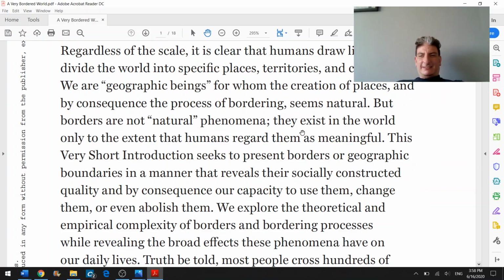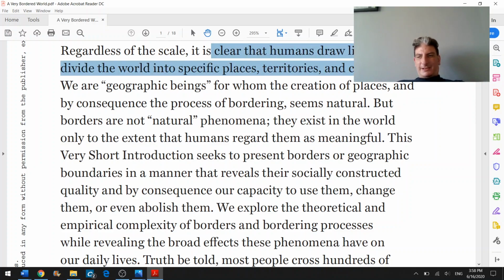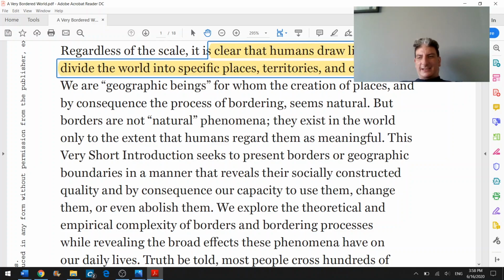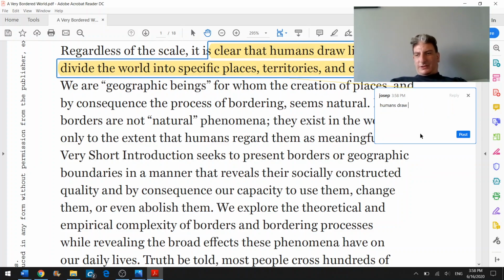Regardless of the scale, it is clear that humans draw lines that divide the world into specific places, territories, and categories. I like this. There's a few things that stand out to me, and remember, this is the sort of re-quoting aspect I'm about to show you now. Humans draw lines. Create borders. So this is a sort of question and answer that I'm putting there, right? Humans drawing lines. Does that mean creating borders? I've seen this before. Are borders made or are they natural?